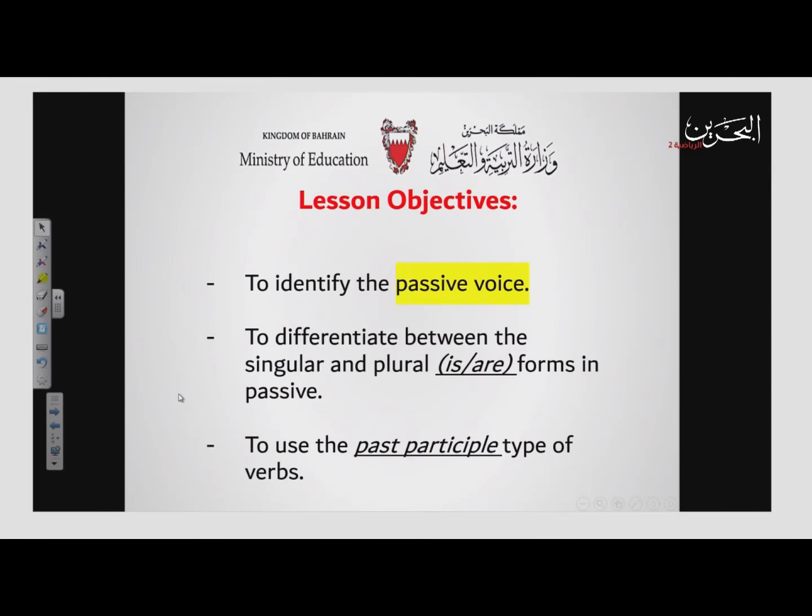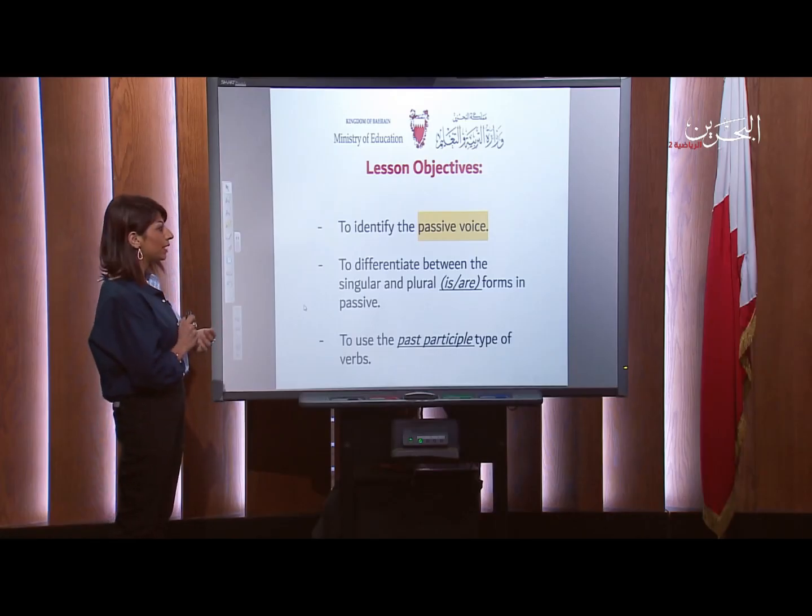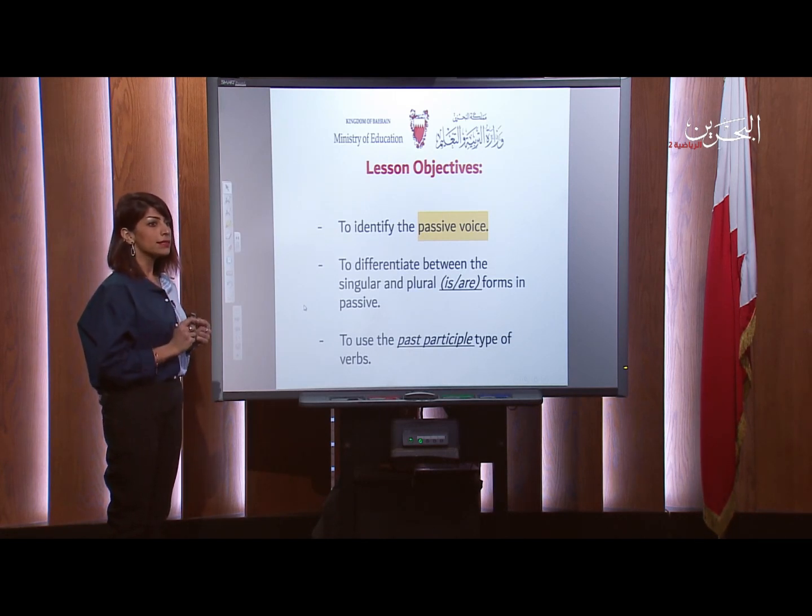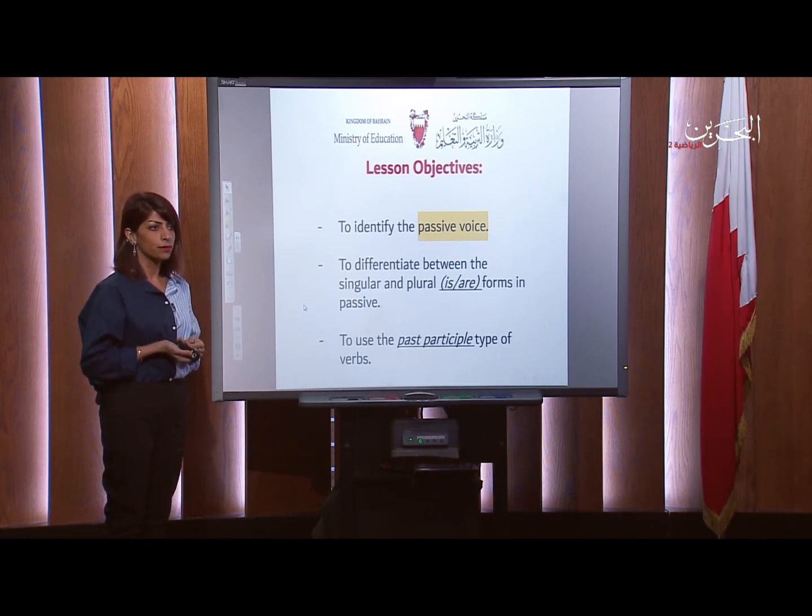Let's go for the lesson objectives. By the end of this lesson, we are expecting to have achieved three main objectives. The first one is to identify the passive voice, to differentiate between the singular and plural is and are forms in passive, and the final one is to use the past participle type of verbs.